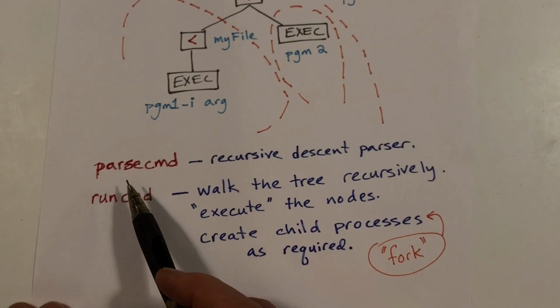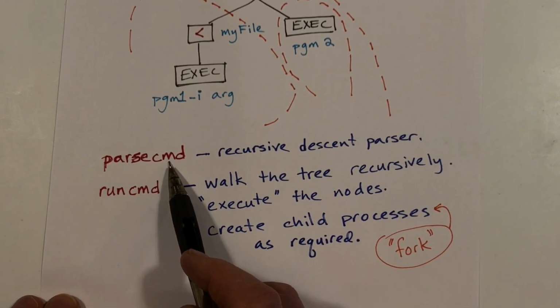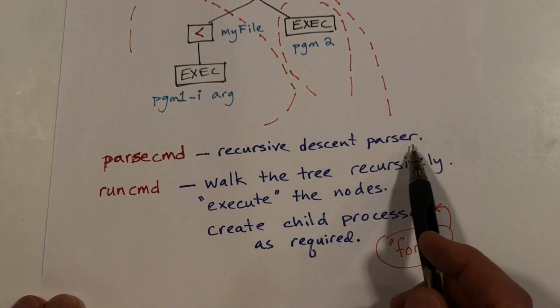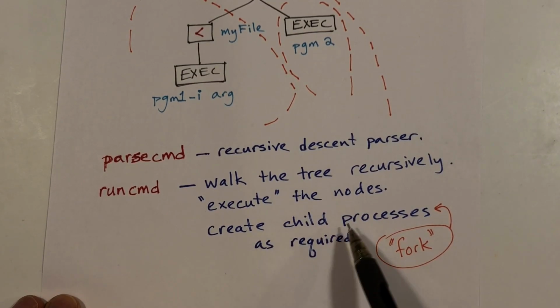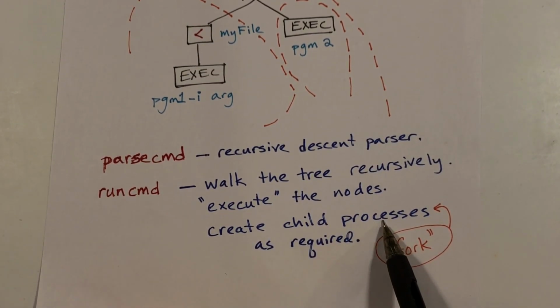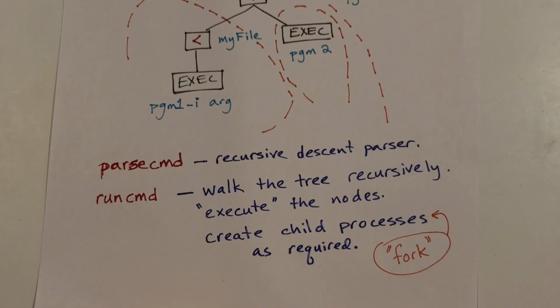So the main functions that we've got here are parse command, which is a recursive descent parser, and run command, which will walk the tree recursively and execute the nodes. It will create child processes as necessary using the fork system call.